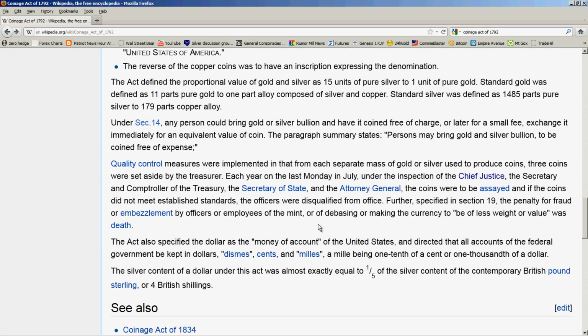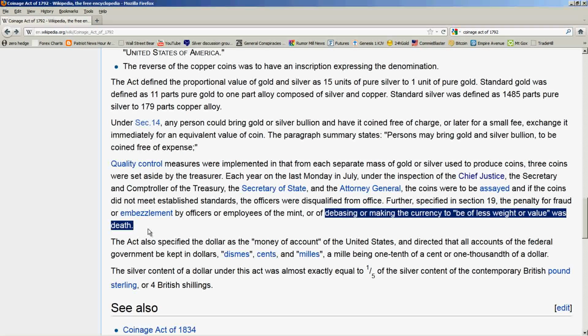The coins were to be assayed, and if the coins did not meet established standards, the officers were disqualified from office. Further specified in Section 19, the penalty for fraud or embezzlement by officers or employees of the mint, or debasing or making currency to be of less weight or value, was death. So it was the death penalty to debase the coinage. They were very serious about having sound money. You can see that's very serious.